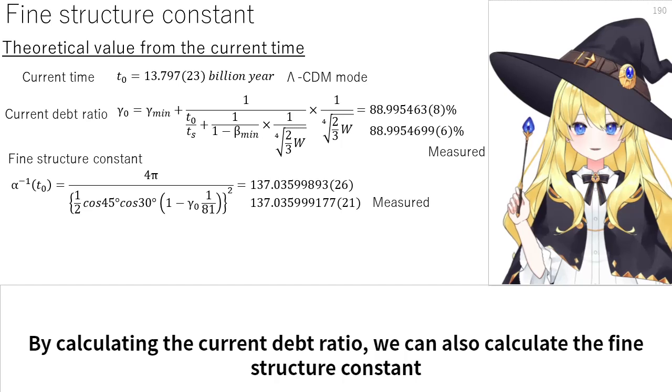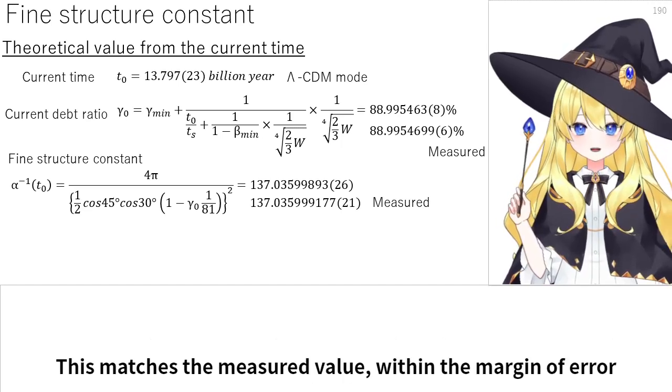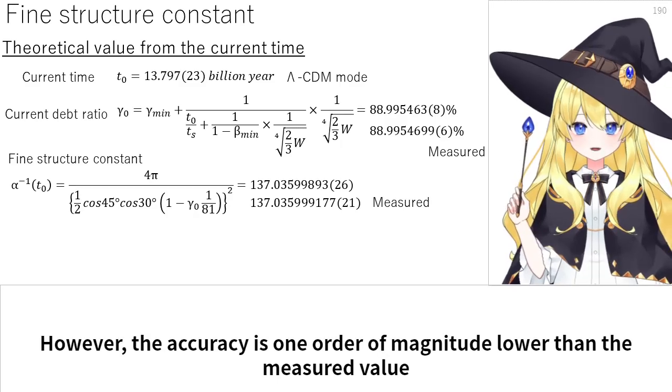By calculating the current debt ratio, we can also calculate the fine structure constant. This matches the measured value, within the margin of error. However, the accuracy is one order of magnitude lower than the measured value.